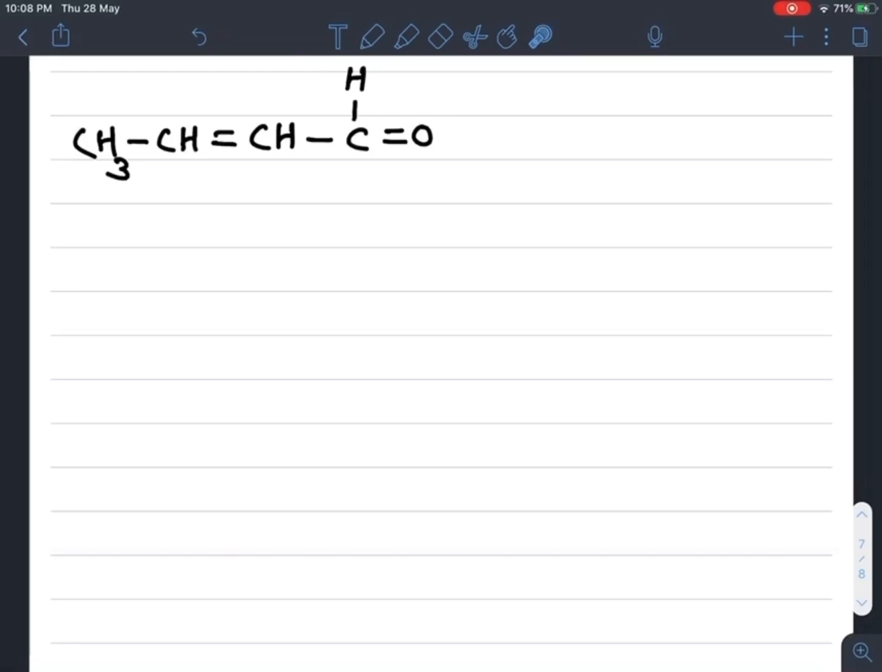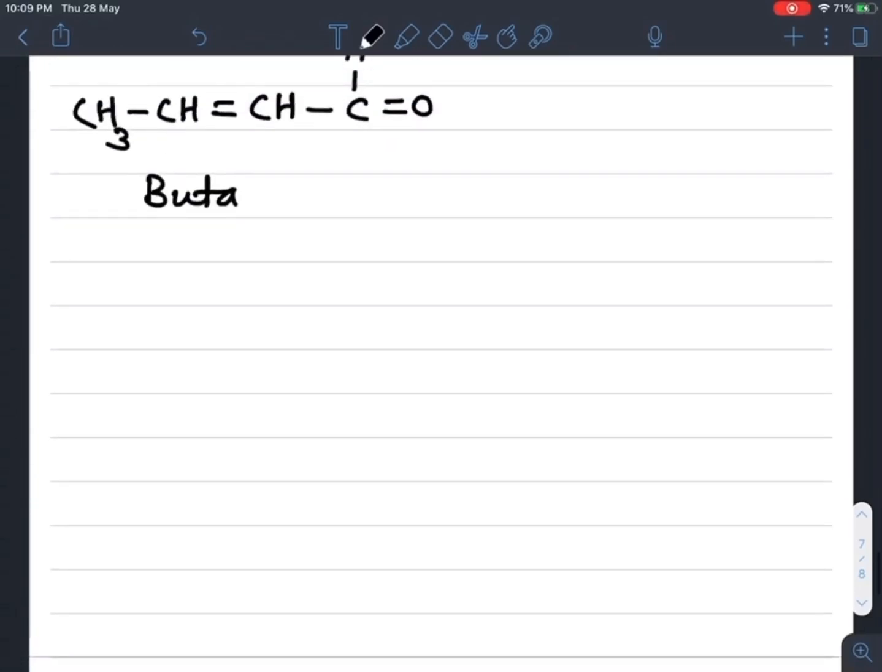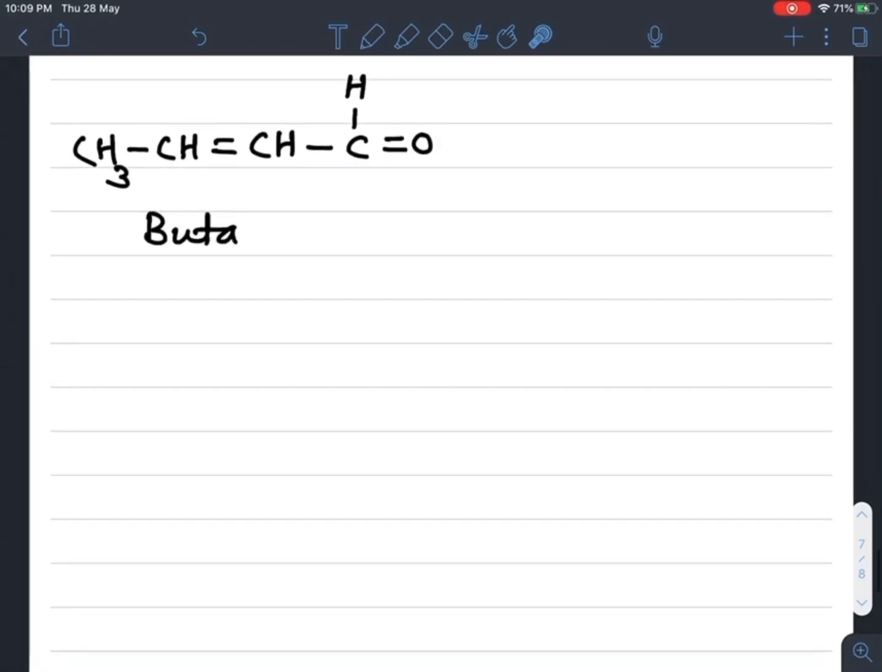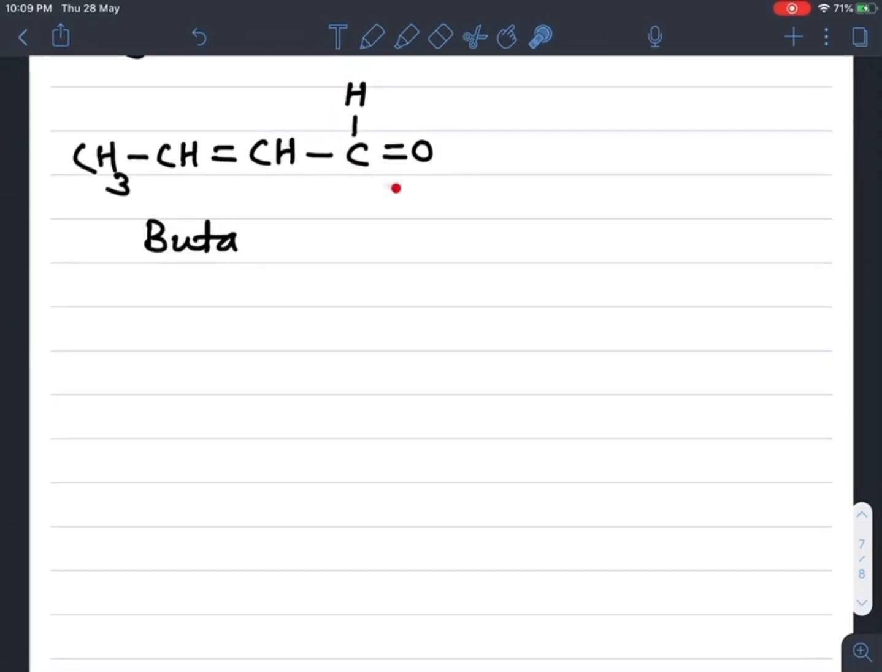If you observe how many carbon atoms are present in the straight chain, 4 are there. So it is a derivative of butane. Here there are 2 functional groups: the CHO aldehyde group and the alkene group. So instead of butane, it is a butene derivative, butene.